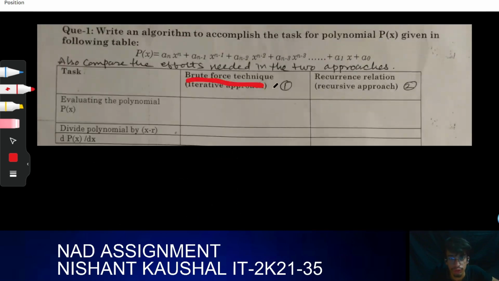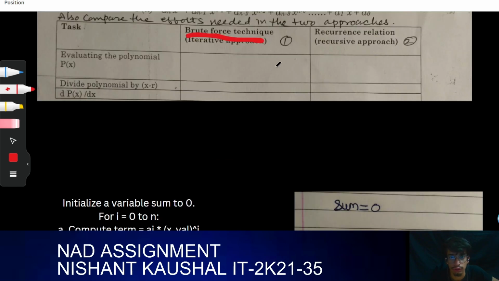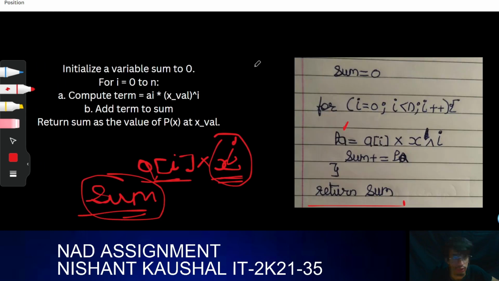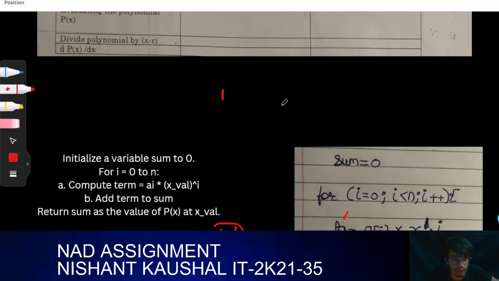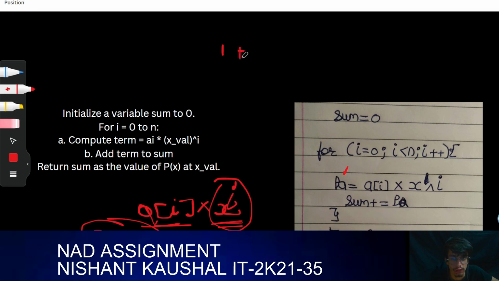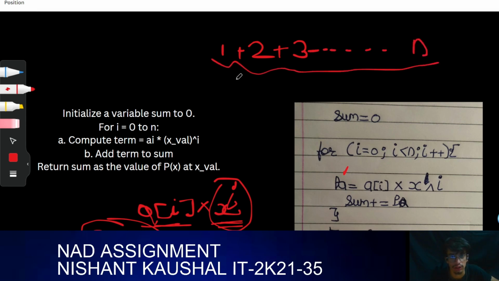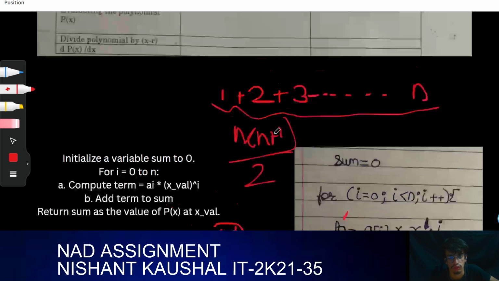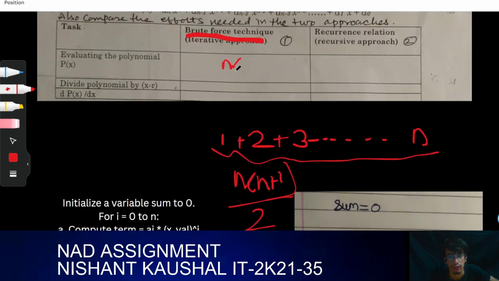So if we want to find how many iterations it would take, as we know, the for loop will run one time in the first case, two times in the second case, three times in the third case, and up to n times. If we want to get the sum of these, it will be n times (n plus 1) upon 2. So its answer will be n(n+1)/2.